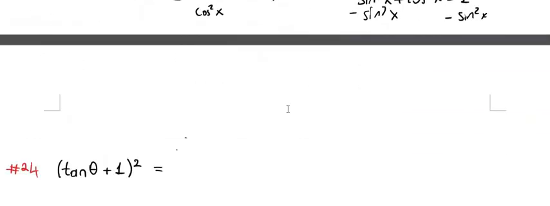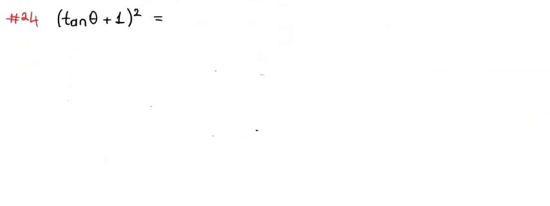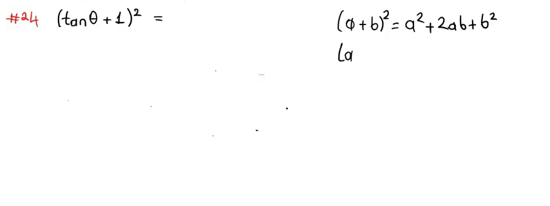Let's check out problem number 24. We have tangent theta plus 1, the quantity squared. By the binomial squares, we know that a plus b quantity squared has a squared plus 2 times ab plus b squared in the expansion. If you have a minus b the quantity squared, it's the same formula with negative sign.